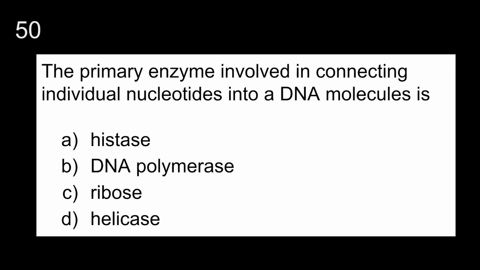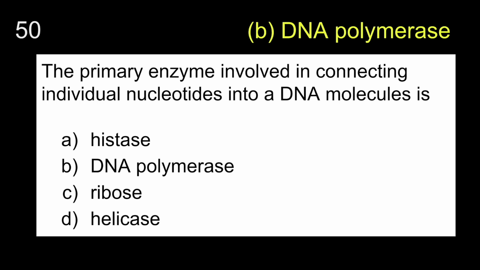Question 50. The primary enzyme involved in connecting individual nucleotides into a DNA molecule is A, histase, B, DNA polymerase, C, ribose, D, helicase. I know it's not ribose because that doesn't end in ase. Enzymes end in ase. All right, so we can eliminate ribose. And the answer is actually going to be B, DNA polymerase, because remember, DNA polymerase is little Pac-Man guys, and they not only lay down nucleotides, they connect adjacent ones to each other.